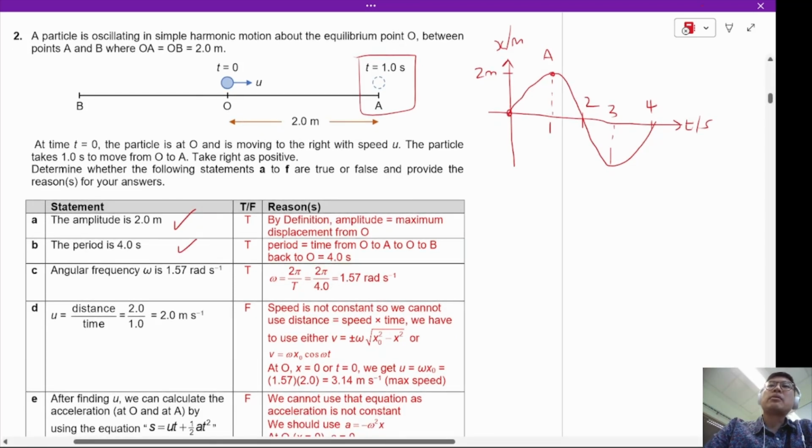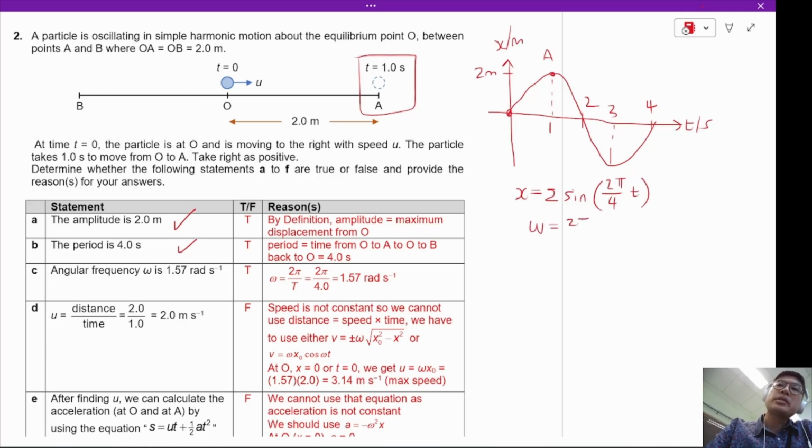Let's find out what the angular frequency of this motion is. The equation for this motion will be x equals 2 sine of 2 pi divided by the period multiplied by time. So the angular frequency will be the thing that's in front of the t, which is 2 pi over 4, which basically will be pi divided by 2, 1.57 radians per second.